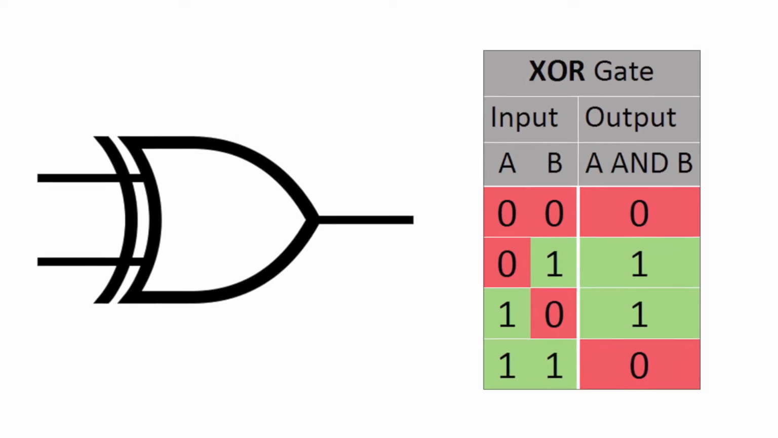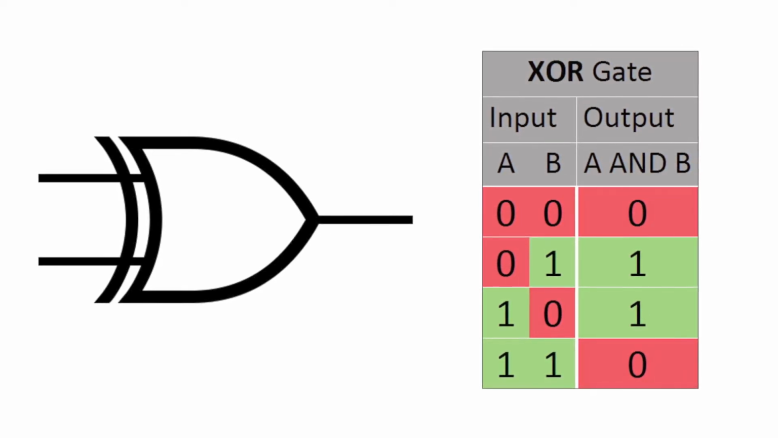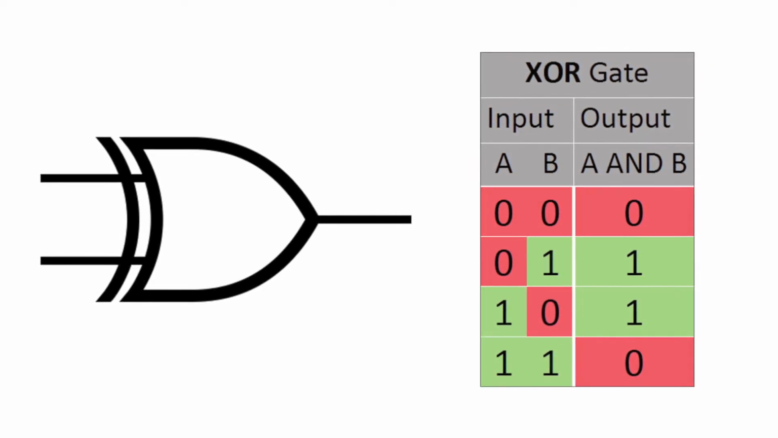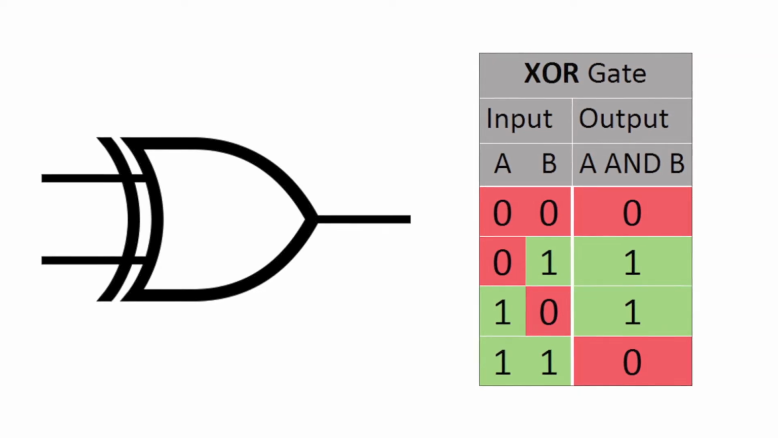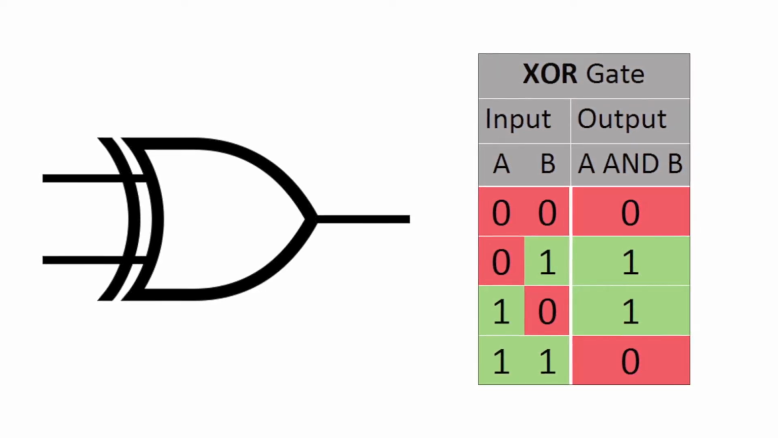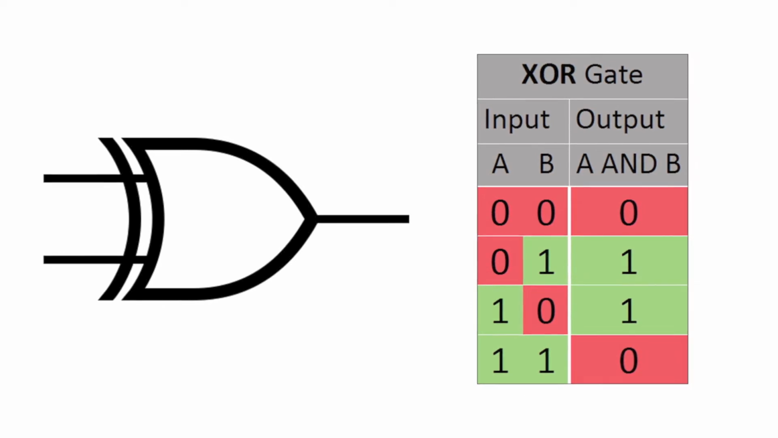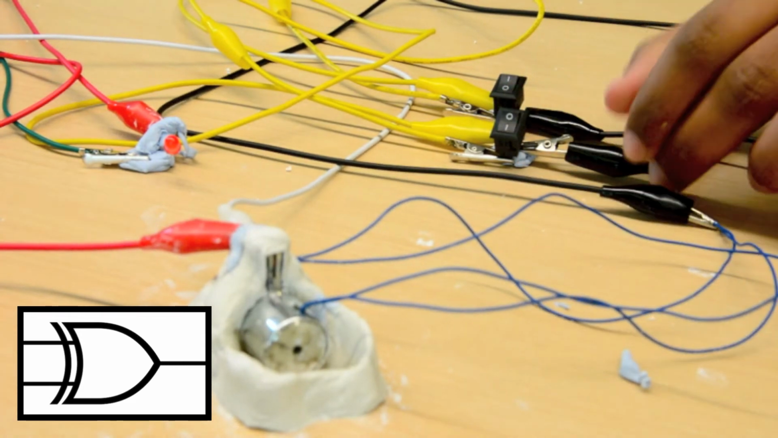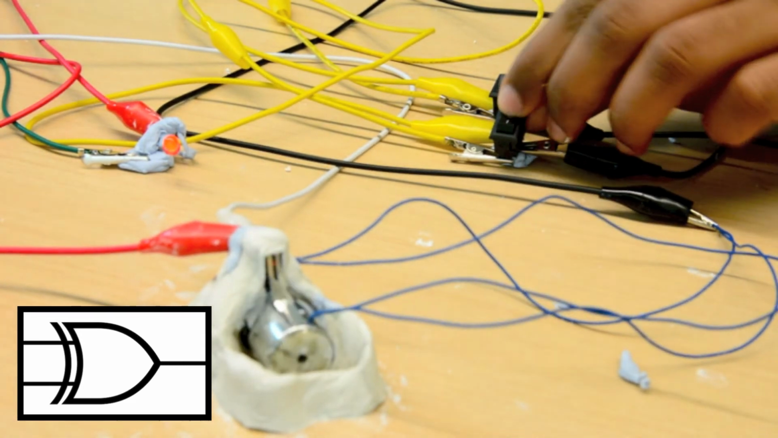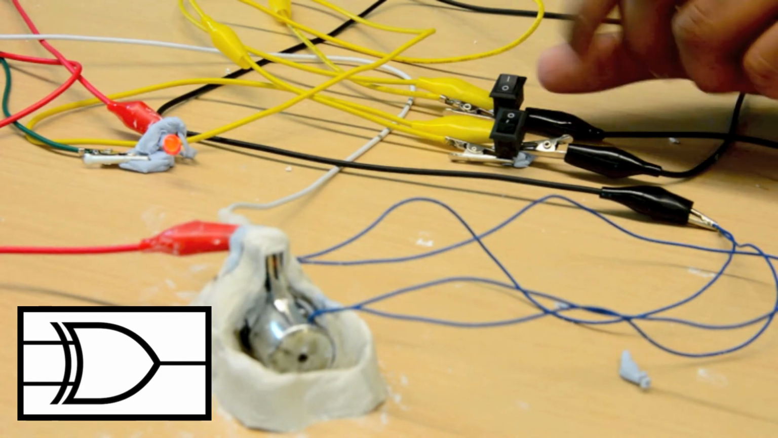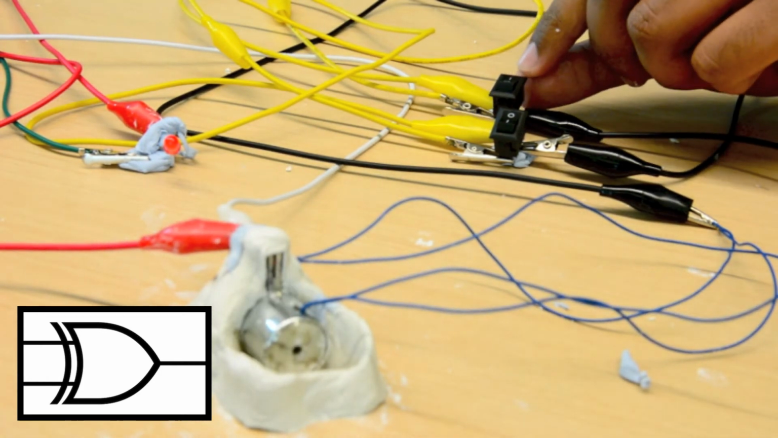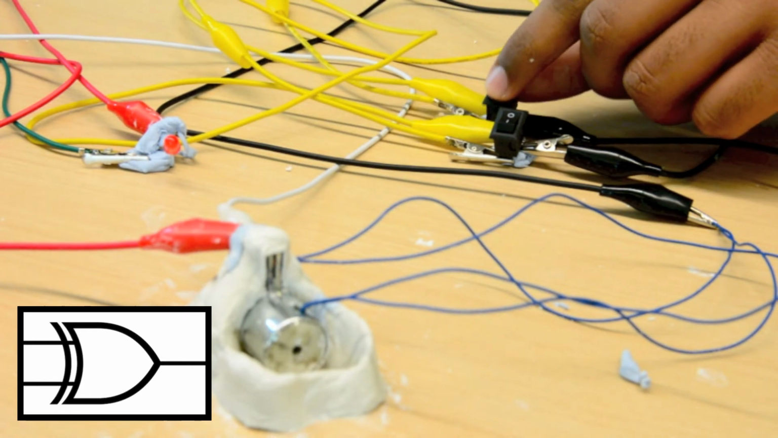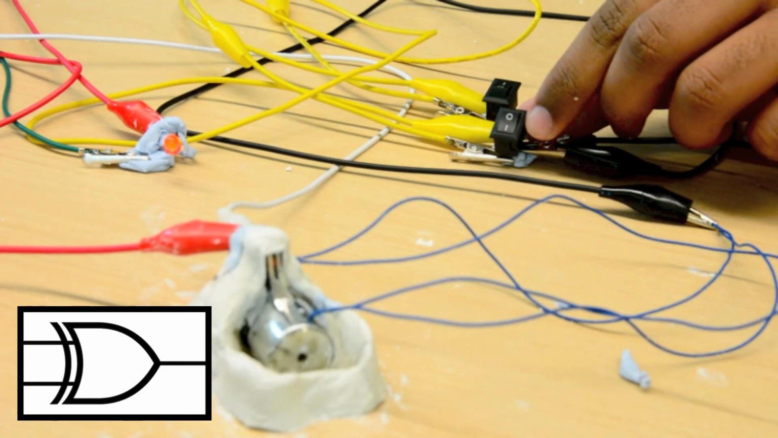XOR gate. An XOR gate, sometimes referred to by its extended name, exclusive OR gate. The output of an XOR gate is true only when exactly one of its inputs is true. If both of an XOR gate's inputs are false, or if both of its inputs are true, then the output of the XOR gate is false. The input starts at 1, 0 where the LED is on and the output is 1. An input of 0, 0 turns the LED off and the output is 0. Input 0, 1 turns the LED back on and the output is 1. Last, the input 1, 1 turns the LED off again, which is an output of 0.